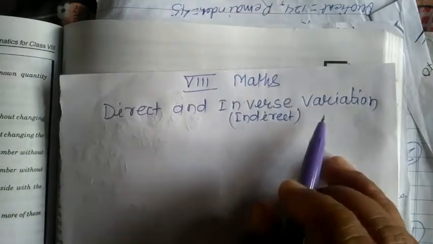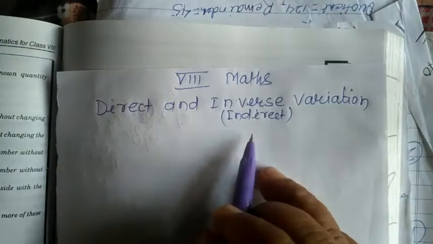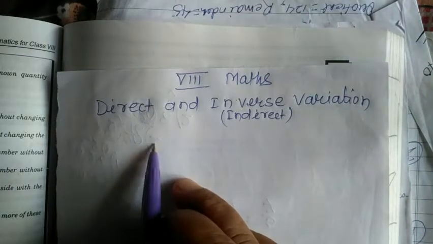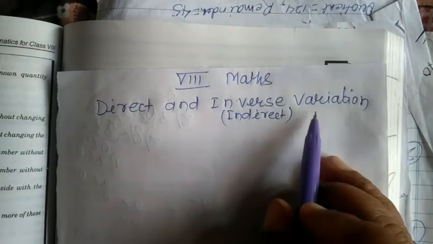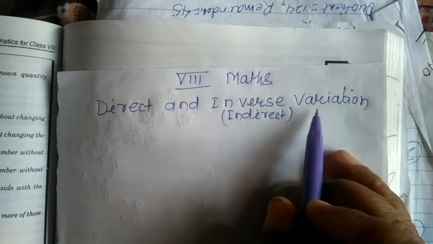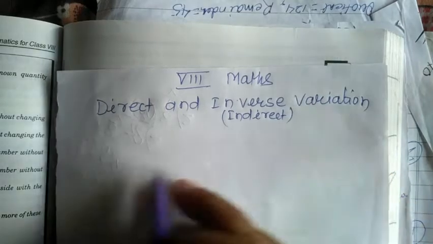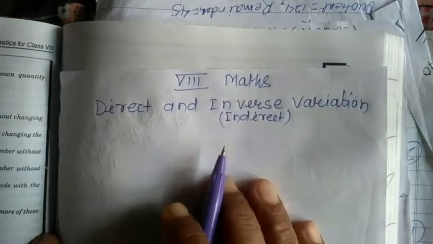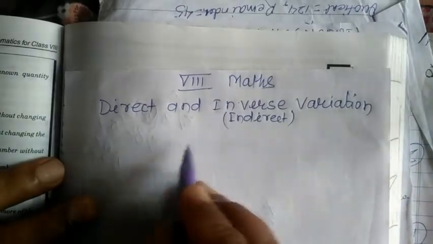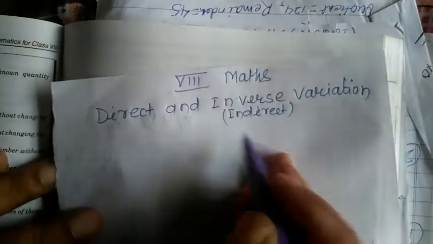Now, what is variation? At first we have to know what variation is. If the value of one varies according to the value of a second, then it is called variation. Variation means badalav, changing. To understand direct variation and indirect variation, at first we have to know the definition.